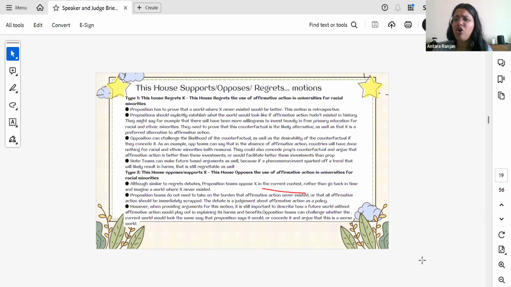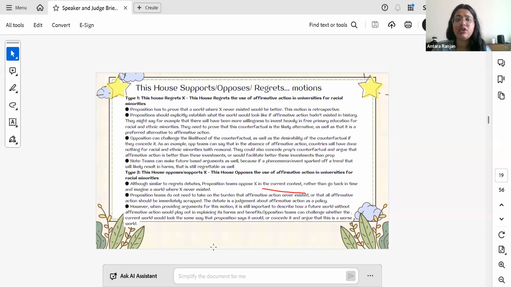Obviously, opposition can discuss why the world would be better off if the thing remains in place or if the thing never comes into existence in the first place, right? So, opposition can argue along the same line. Do we have any questions about supports, opposes, regrets?